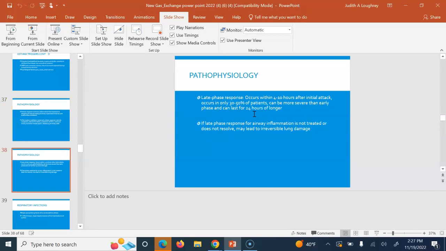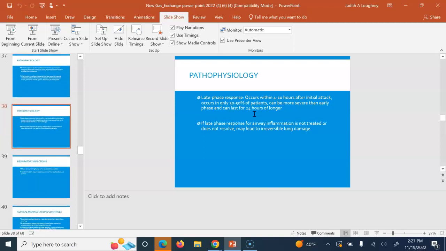Continuing with pathophysiology, the late phase response occurs within 4 to 10 hours after the initial attack occurs, and it only occurs in 30 to 50% of patients. It can be more severe than early phase and can last for 24 hours. If late phase response for airway inflammation is not treated or does not resolve, it may lead to irreversible lung damage, and thus a condition that we're going to be talking about soon.